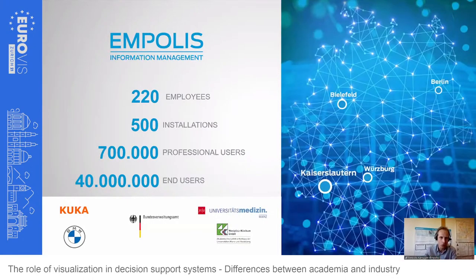And just a quick overview of Empolis. I live in Würzburg, in Bavaria, with around 200 employees, and our headquarters is in Kaiserslautern. We are in a way big enough to accomplish great things. We have very big customers like BMW and the Bundesverwaltungsamt. For the Bundesverwaltungsamt, we store the passenger name records, like the people flying from place to place, and this data is getting analyzed for threats.